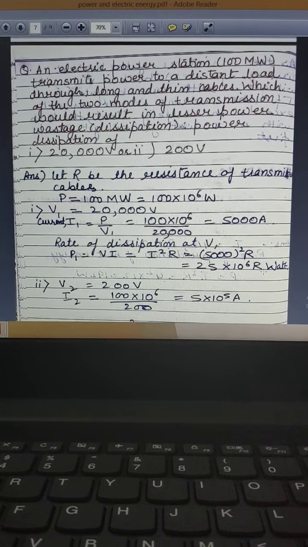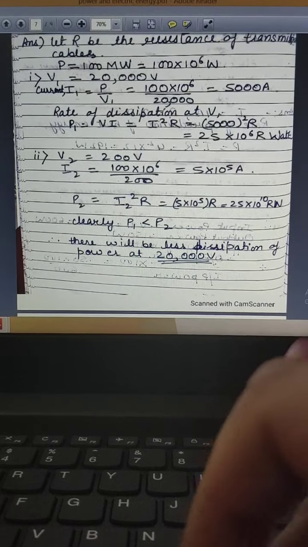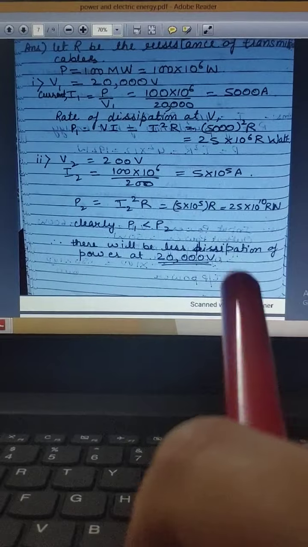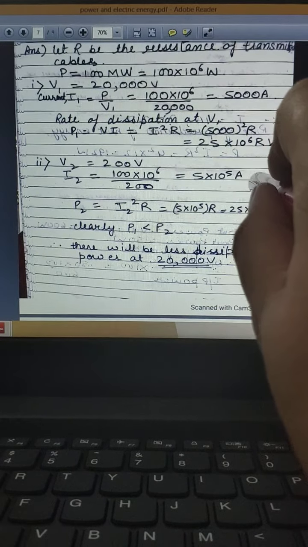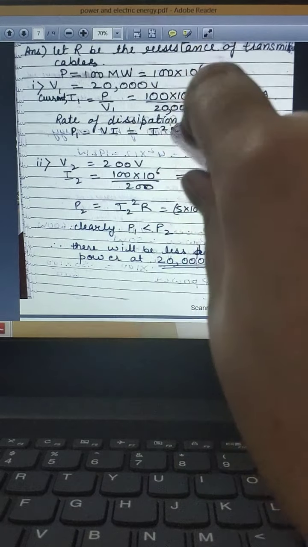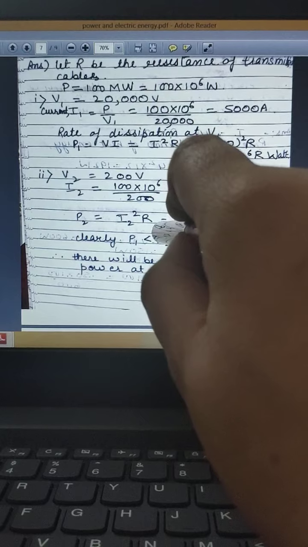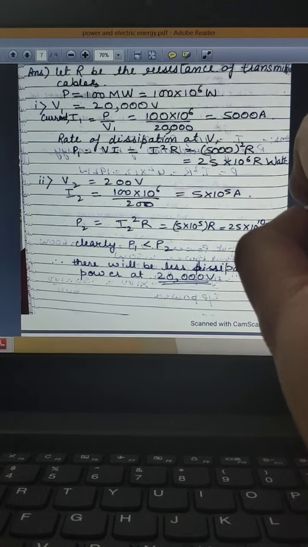So I square is 5000 square into R, so it comes out to be 25 into 10 raised by 6 R watt. Then the second case, that is V2. For V2, the voltage which is given to us is 200 volt. So I2 will be 5 into 10 raised by 5 amperes. So what will be the power, that is the rate of dissipation at V2? That will be I2 square into R. Putting the values, we get 25 into 10 raised by 10 R watt.